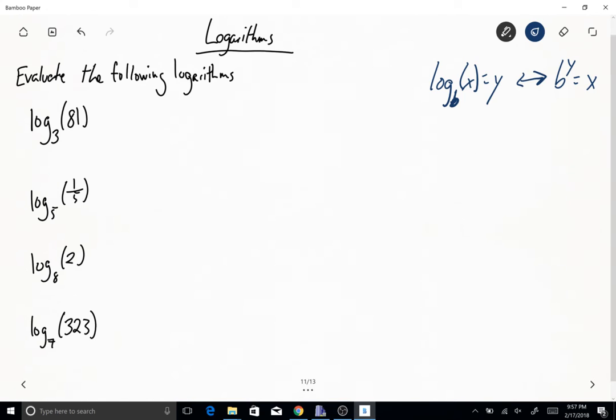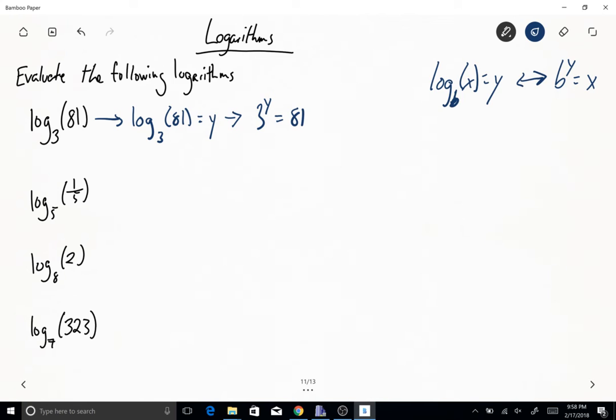Okay? So in terms of this problem, what you see here, you have log base 3 of 81. So what I'll do is I'll rewrite this as log base 3 of 81 equals y. And notice that makes 3 to the y equal to 81, according to that formula that we just wrote up over on that side. So 3 to what power gives you 81?